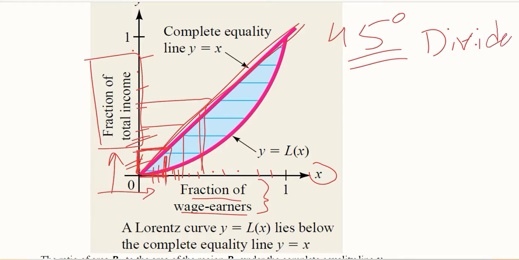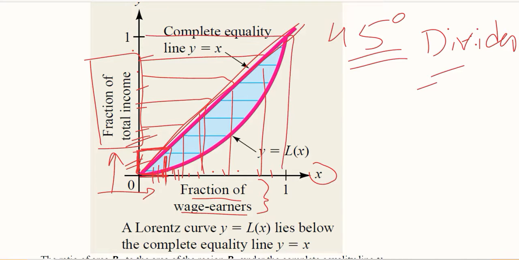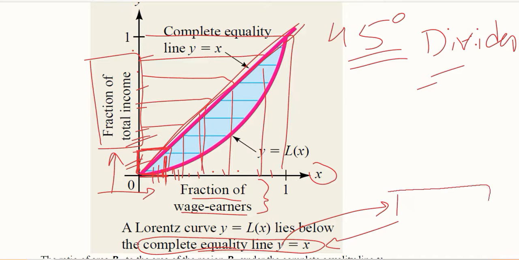This divider line is going to give us an equal amount of income for all the individuals in the society or in this set of professions. So this is an ideal situation where every 10% of the people have 10% of the total income. There is perfect equality, and this is known as the complete equality line as well, which here is y is equal to x. It means that the fraction of the wage earners is equal to the fraction of the total income. However, in real life it does not happen, because perfect equality is more of a theoretical concept than a real life concept.